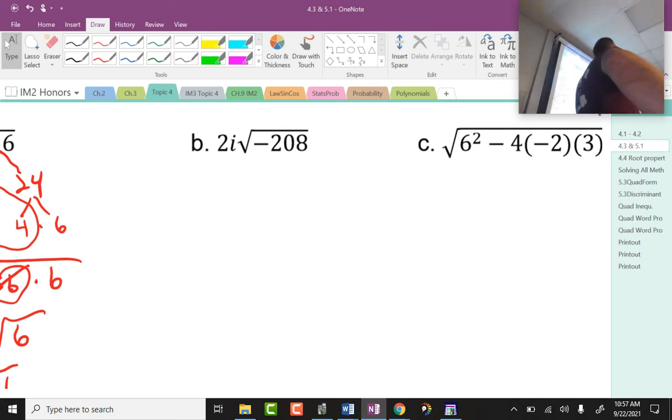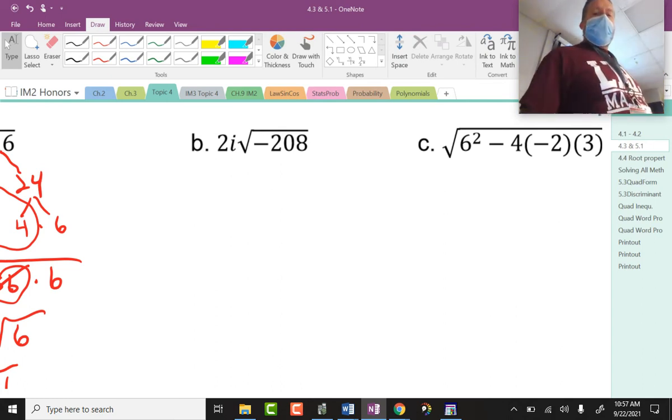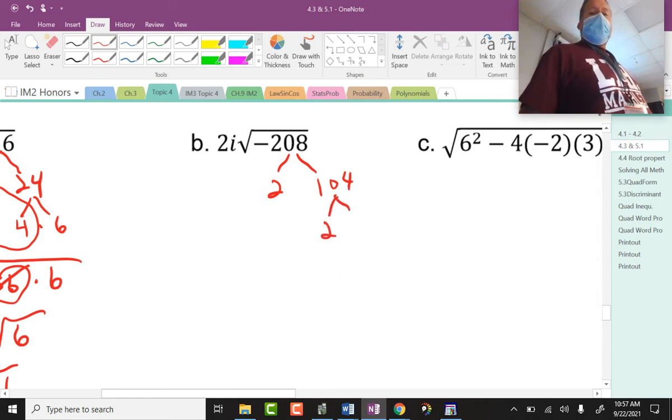Finally, what's 2 plus 8? 10. Finally, I have something that's not divisible by 9. But 2 times 104. 104 is 2 times, is that 52? And then 52 is 2 times, this is an ugly one. And then 26 is 2 times 13.